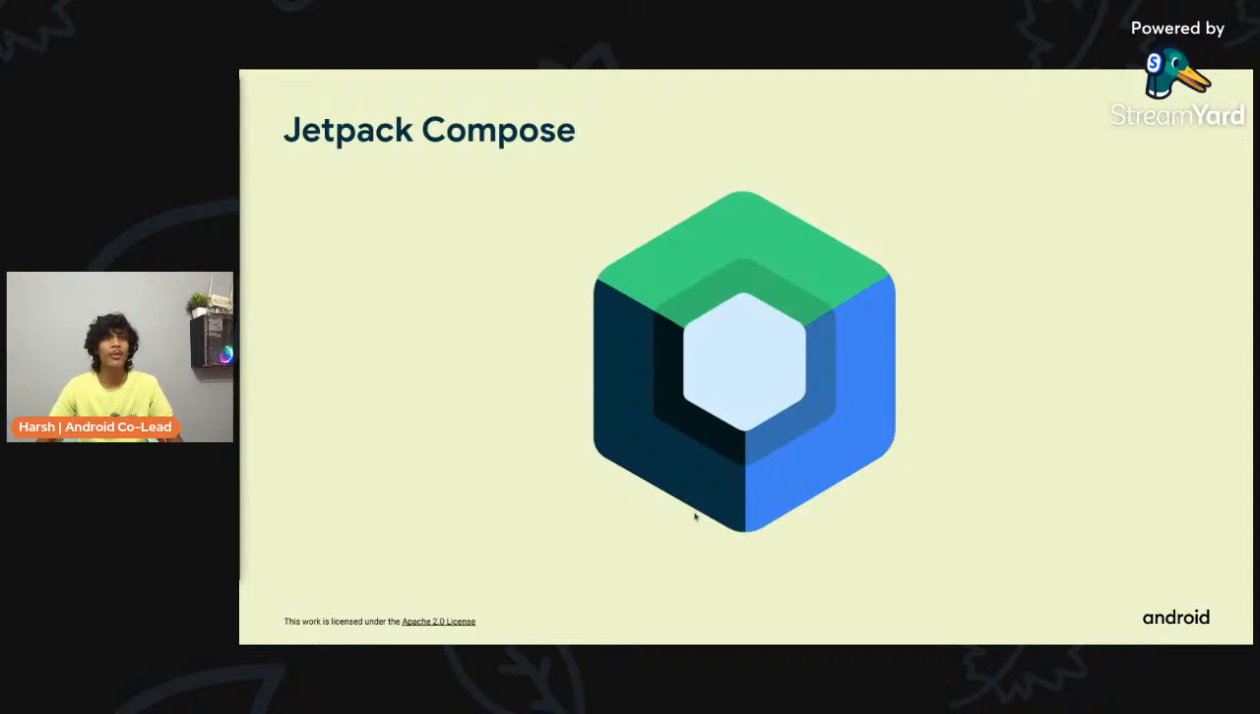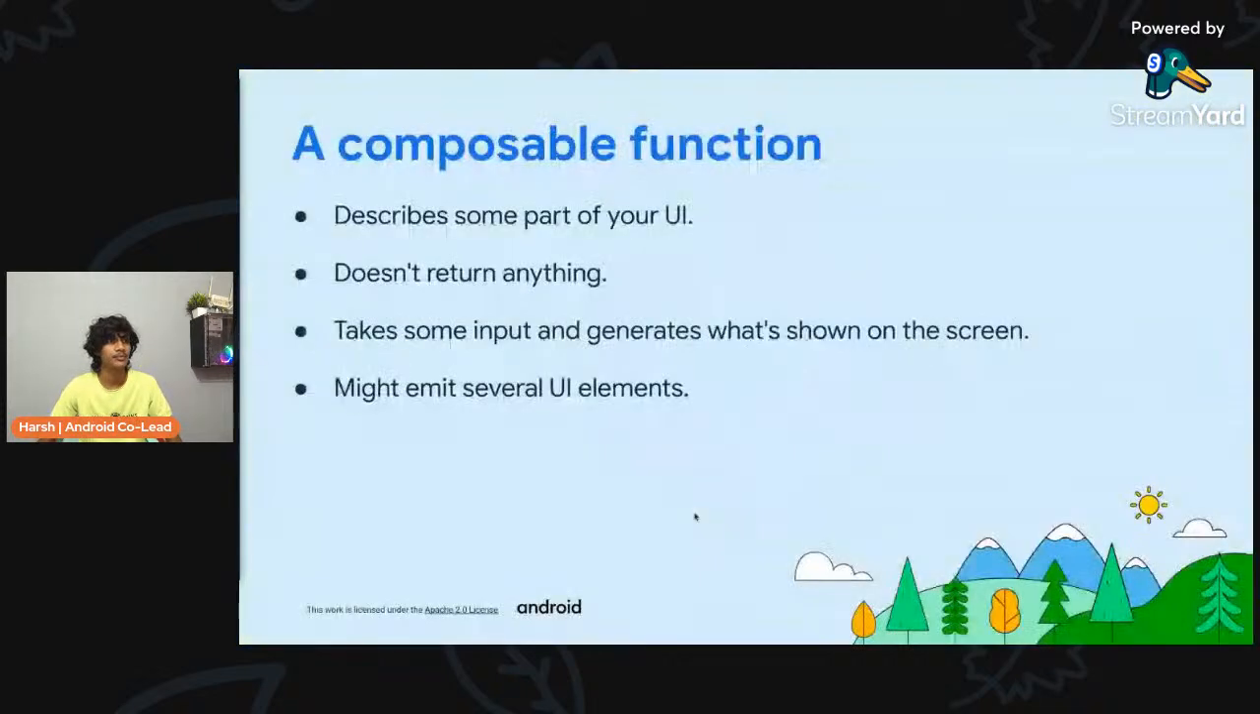With Compose, you can build your UI by defining a set of functions called composable functions that take in data and emit UI elements. To illustrate a few important concepts that you'll be learning in this pathway, we will go through a short code demo to create a pet adoption app in Compose. To start, let's talk about composable functions. Composable functions are the basic building blocks of a UI in Compose. A composable function describes some part of the UI, doesn't return anything, takes some input and generates what's shown on the screen, and might emit several UI elements.